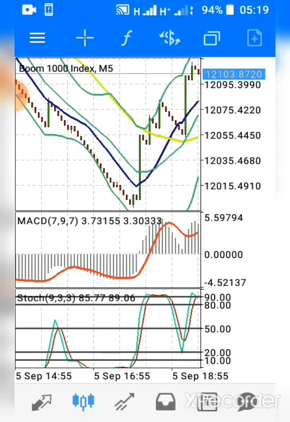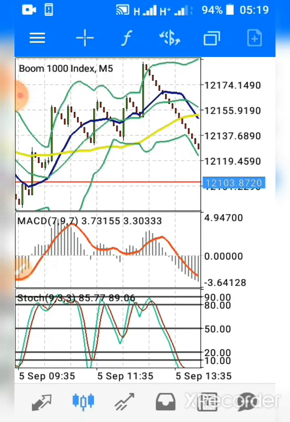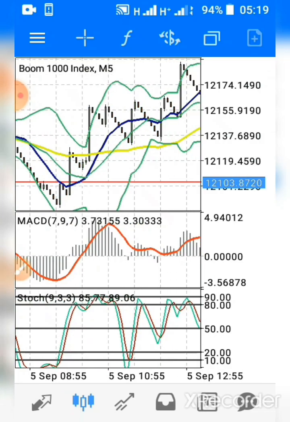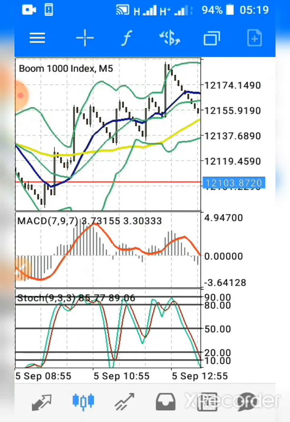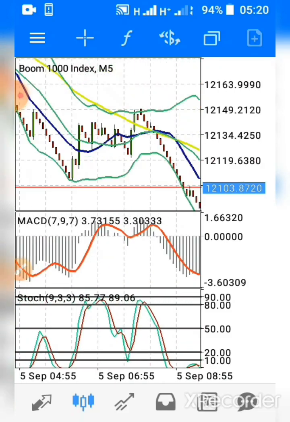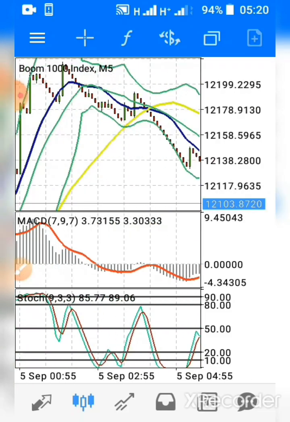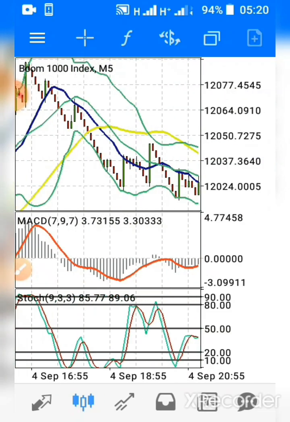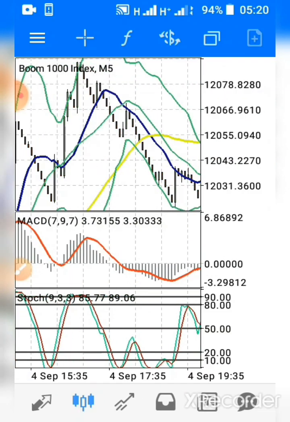Now let's talk about how to trade spikes, how to catch spikes on Boom. For you to catch spikes on Boom, you simply do the opposite. So the middle green line should be above the yellow line for you to catch a spike. Let's look for spikes.